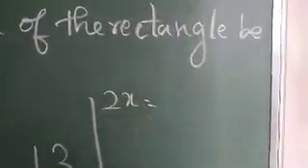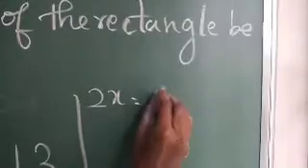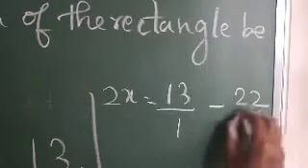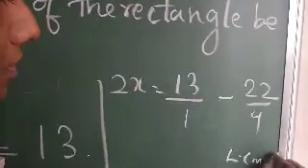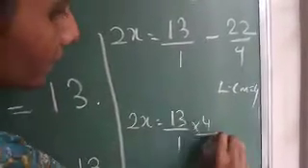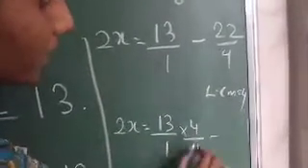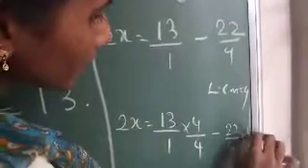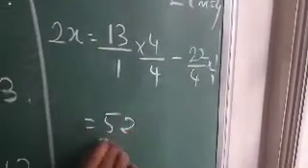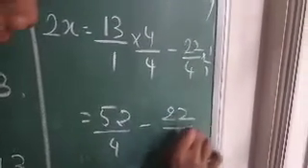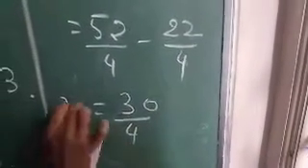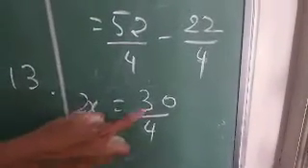So 2x is equal to, now you take the LCM, which will be 4. So you consider here 13 by 1 minus 22 by 4. So the LCM is how much? You will get 4. So 2x is equal to 13 by 1, you multiply both the numerator and denominator by 4, and 22 by 4. So here you see 13 into 4 is how much? 52 by 4 minus 22 by 4. If you subtract you will get 30 by 4. Here you are having 2x on the LHS. So 2x is equal to 30 by 4.